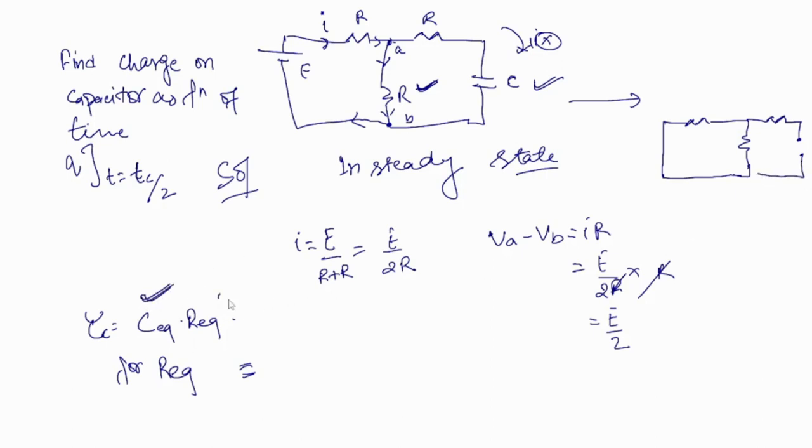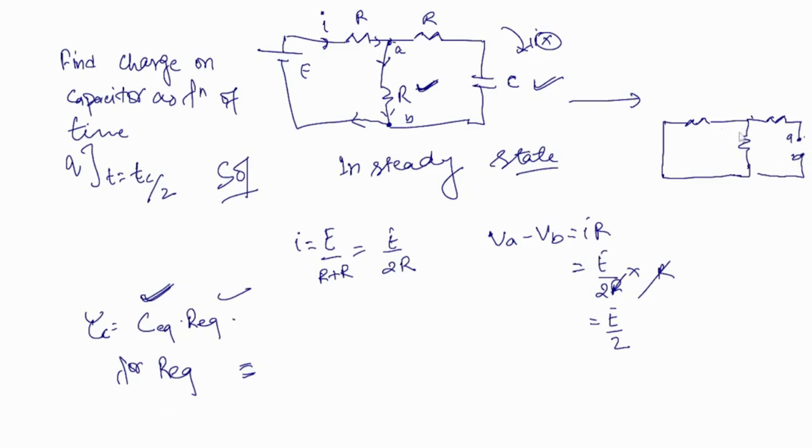For finding R equivalent between A and B, replace the battery by its internal resistance if any internal resistance is given. If the internal resistance of the battery is 0, then the battery is replaced by a conducting wire. We are doing all this just to find R equivalent. So we are replacing the battery E by a conducting wire, because there is no internal resistance of the battery. The circuit will be something like this. This is A, this is B, and we need to find the R equivalent between these two points.